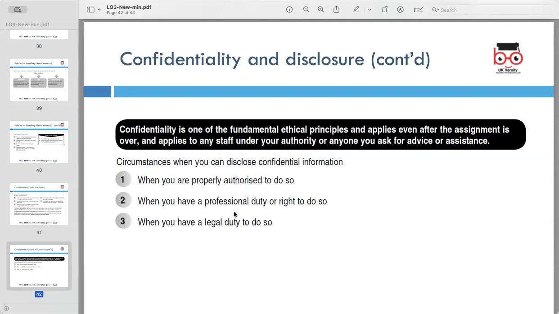So, by exercising discretion and adhering to legal and ethical obligations, accountants ensure the integrity and confidentiality of sensitive information while fulfilling their professional responsibilities. This commitment to confidentiality not only maintains trust with clients, but also upholds the reputation and credibility of the accounting profession as a whole.